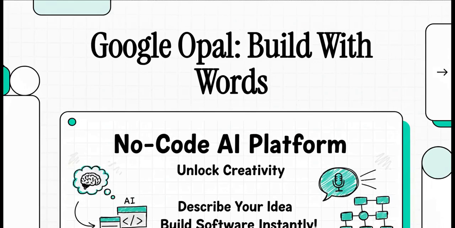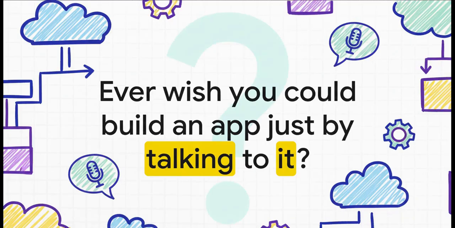What if you could build a piece of software just by describing what you want it to do? That's not science fiction anymore. That's the incredible promise of Google Opal, a new tool that could completely change who gets to be a creator in the digital world. No, really, think about it for a second.